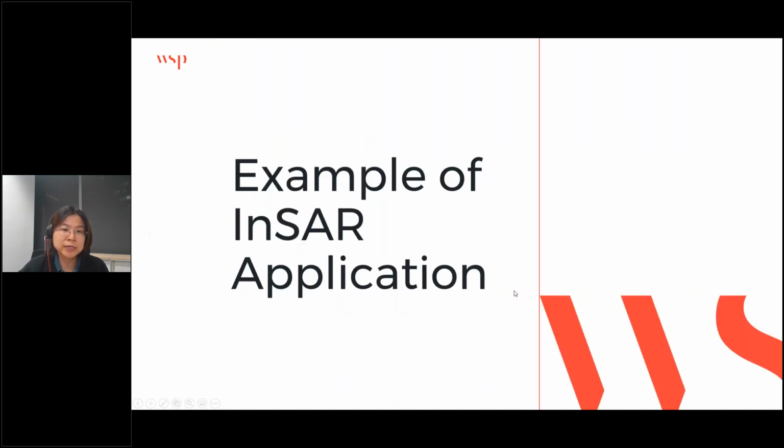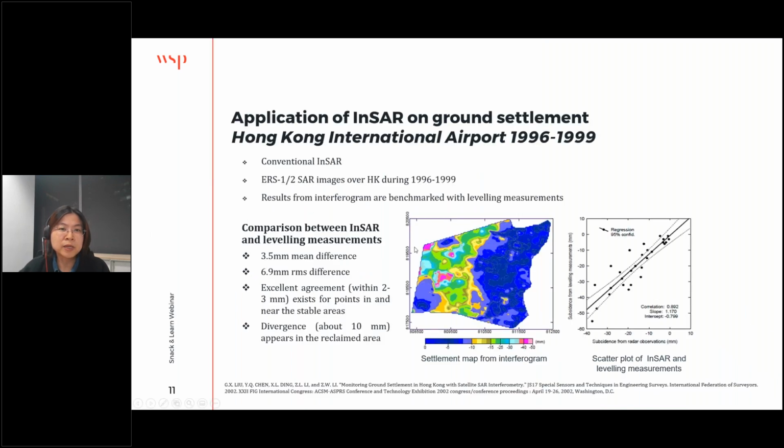So having given a brief introduction of InSAR, now I will share with you some examples of InSAR applications. In the past, some researchers like Professor Ding at Hong Kong PolyU compared conventional InSAR using the free images from the Sentinel European agencies.